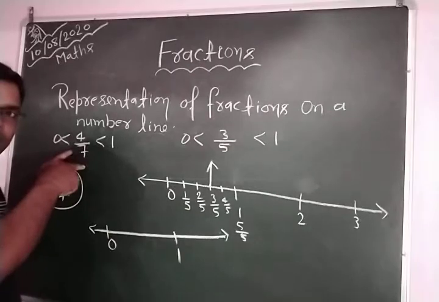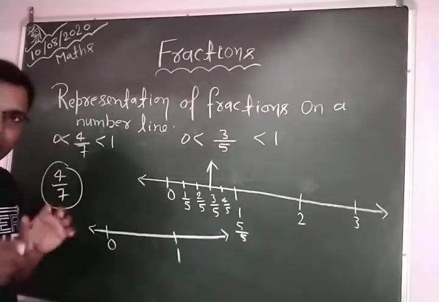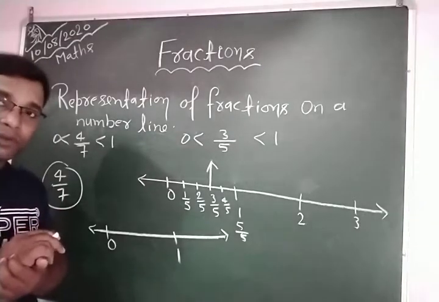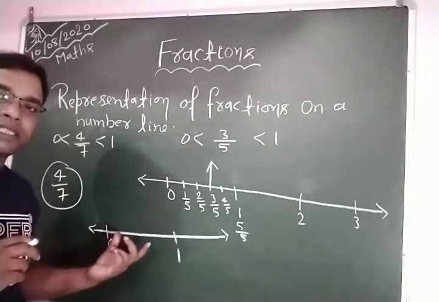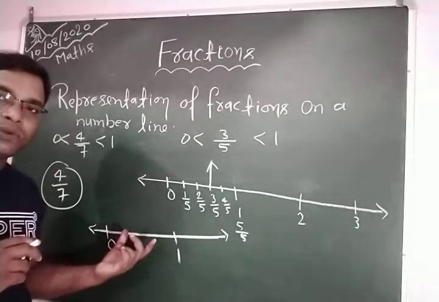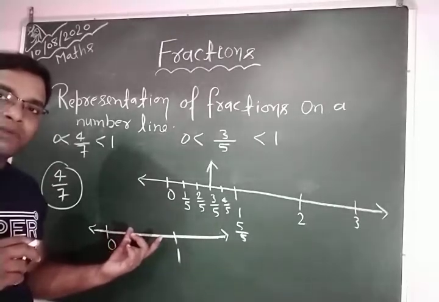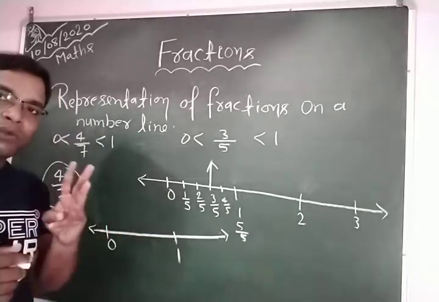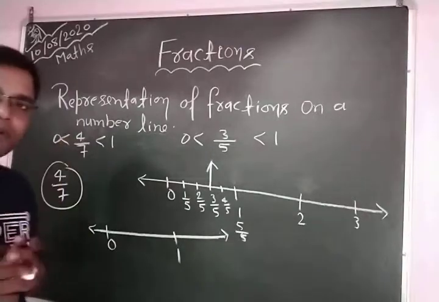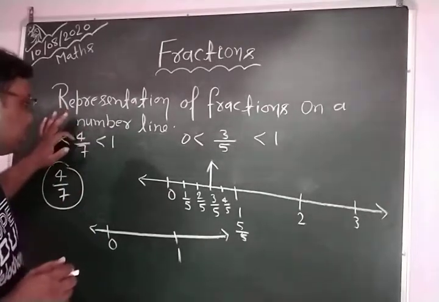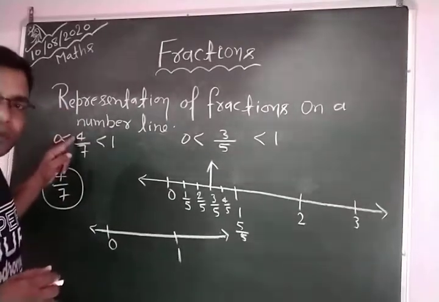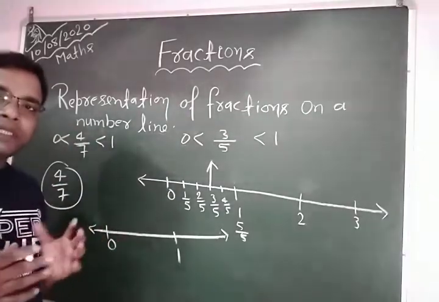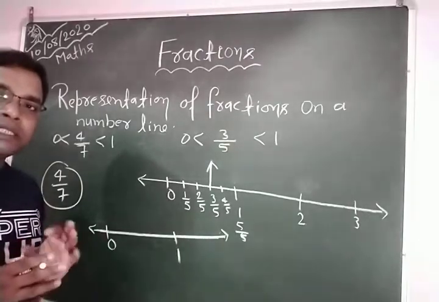You can see here, this is 4 by 7. This is our fraction. 4 by 7 is greater than 0 but less than 1. So for this we select the line segment between 0 and 1. We divide it into 7 equal parts and we take only 4 parts. Why do we take 4 parts? Because our numerator here is 4. So we take 4 parts, and first we divide the line segment between 0 and 1 in 7 equal parts.